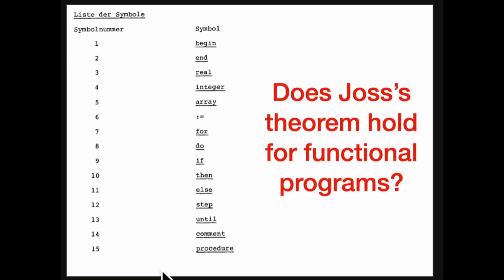So the problem now is to understand whether Jost's theorem still holds in functional programming. And this is our contribution to try to answer this question. And at the left, in fact, you have the programming primitives of the original language considered by Jost, which was a very basic imperative language. Essentially, you have memory references, loops, and conditionals.